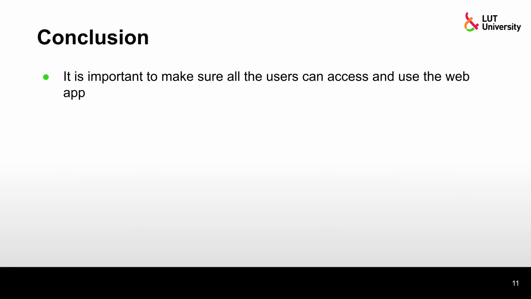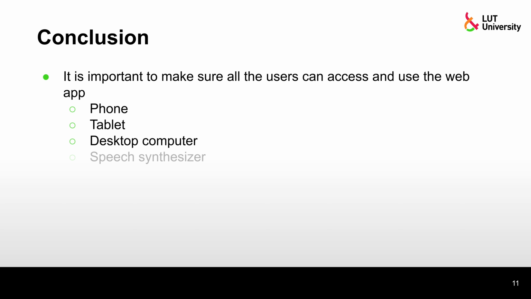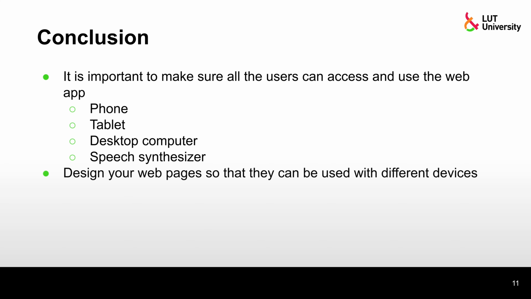So, conclusion: it is important to make sure that all the users can access and use the web app you are building. They can use a phone, a tablet, a desktop computer, or even a speech synthesizer or any other device that provides the data for them to consume. So as a developer, you need to build the application so that it can be used with different devices. Design your web page so that it is accessible with a lot of devices.